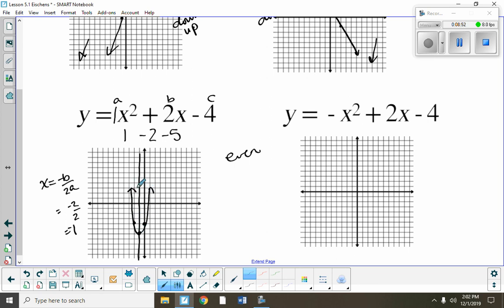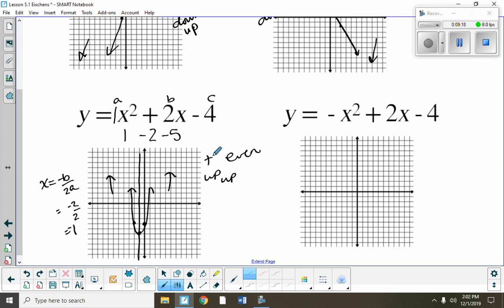All right, so we'll notice as your x's are decreasing, your y values are increasing. And as your x inputs are increasing, your y values are also increasing. So here, when we have a positive in front, the left side opens up and the right side opens up. So we have an up-up pattern. That's when we have a positive in front.